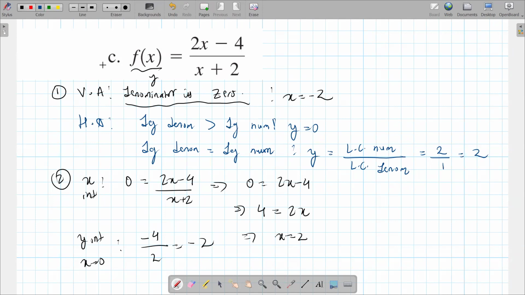So now let's see what we have. I'm going to make a rough sketch here. So our vertical asymptote is at -2. So right here. That is going to be our vertical asymptote at -2. Our horizontal asymptote is at 2. So 1, 2. This 2 is our horizontal asymptote. And then our x-intercept is 2. So right here is our x-intercept. Our y-intercept is -2. Right here.